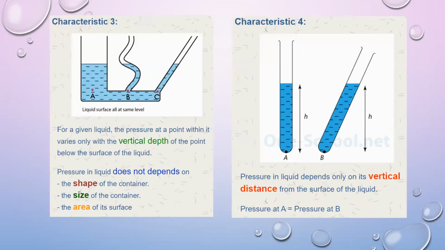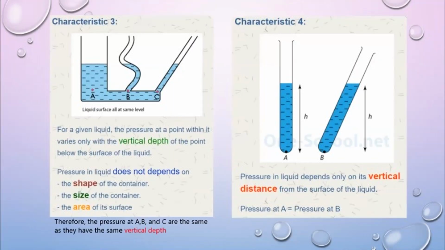The third characteristic is that the pressure in liquid does not depend on the shape and size of the container, and the area of its surface. So no matter how big or how small your container is, as long as the depth of the water is the same, the pressure will be the same.